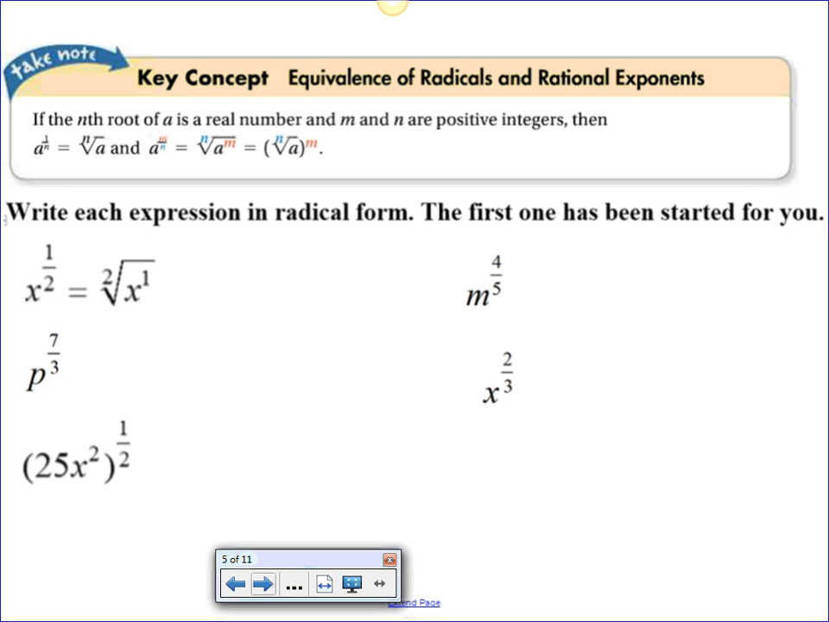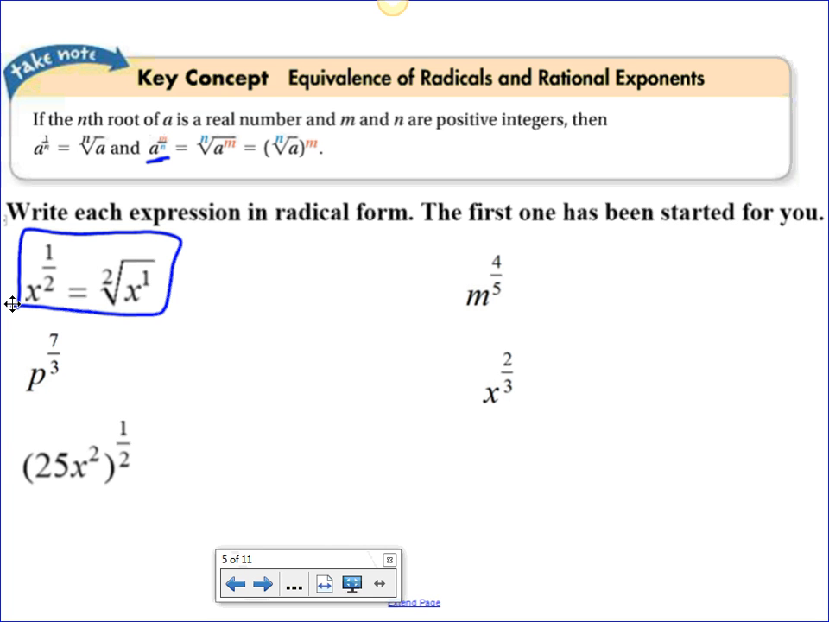Okay, easy enough. Now what we're going to be working with today, we're going to try and rewrite expressions that are in exponential form into radical form. So the first one is set up for you, but the key note that you want to have written down would be up here. If the nth root of a real number and m and n are positive integers, then this is what we have. A to the 1/nth power would really be the nth root of a, or a to the m over n. Notice my index and the n and the n here, and then the m, or a to the nth power. So, with that being said, let's see if we can work through some of these.